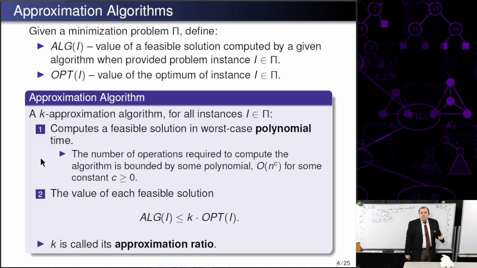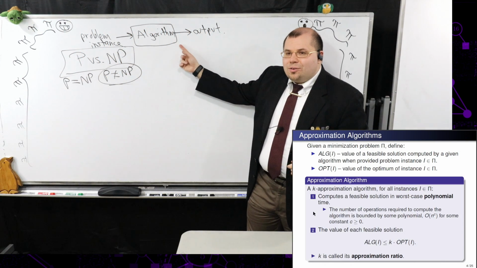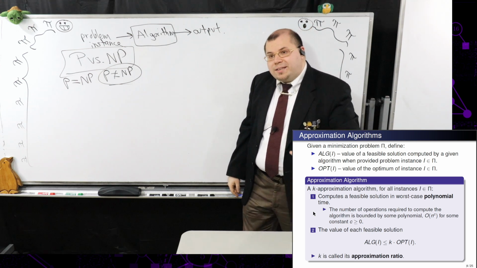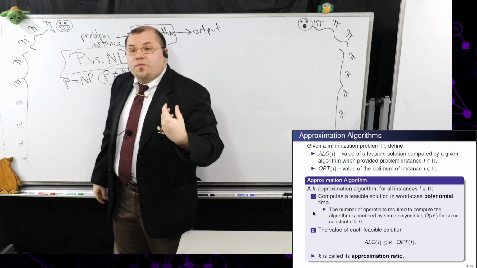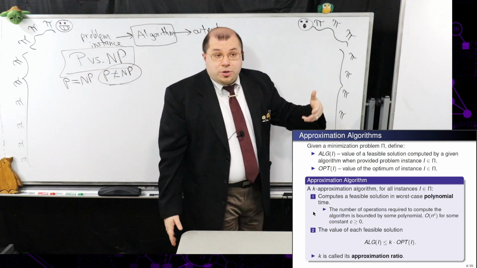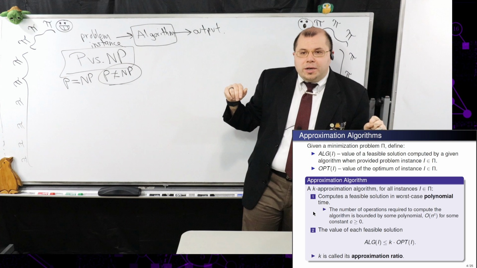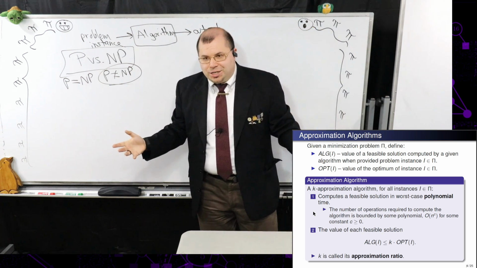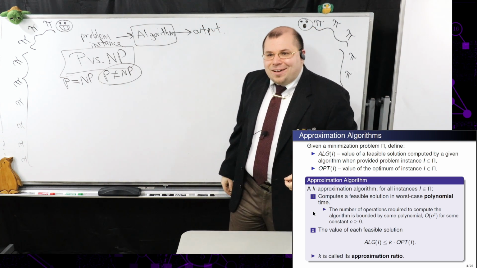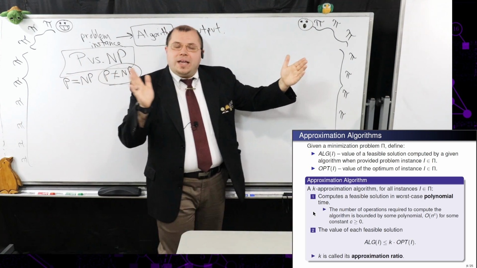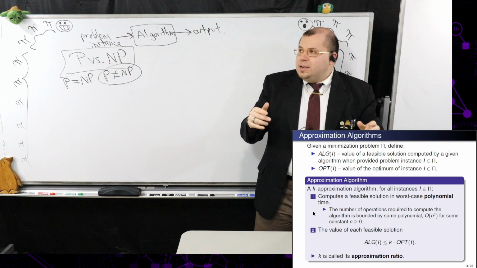So a k-approximation algorithm in our definition is one where the algorithm on the board here always has to run in polynomial time in the worst case. For those not acquainted with this terminology, it means that the number of operations the algorithm performs for a given input size always has to be no more than a polynomial number of operations with respect to that input. The other constraint is that, like I said, I want some guarantee of how close the answers are to the optimal.